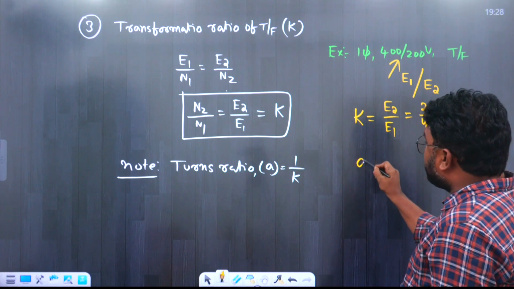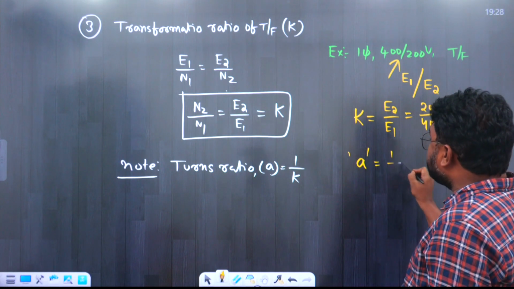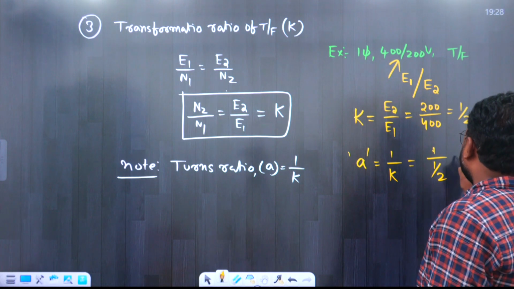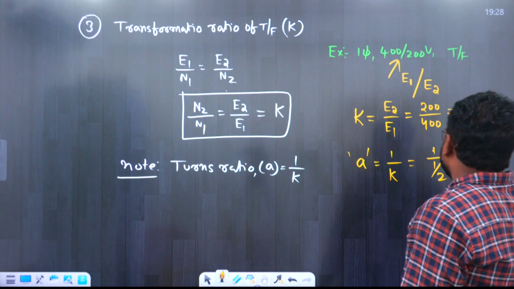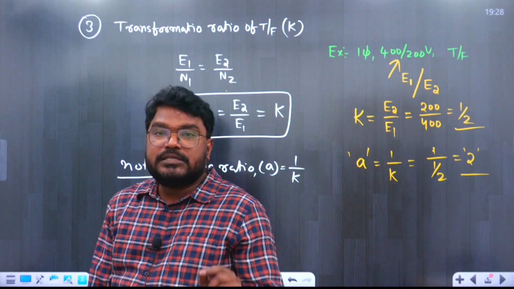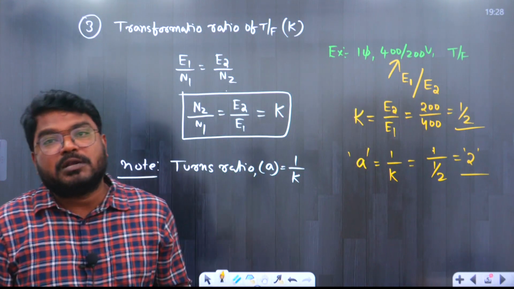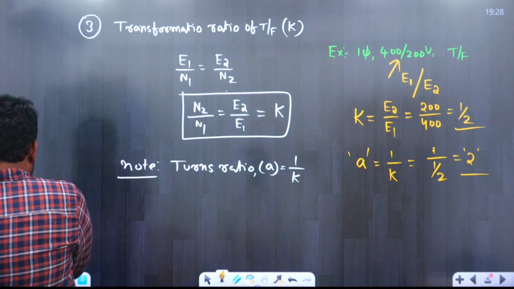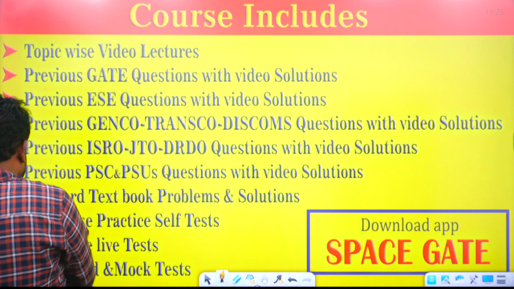And how do we get the turns ratio? The turns ratio is the reciprocal of the transformation ratio. So that is 1 by 2. So this is the turns ratio and the transformation ratio. This is also another possibility of the question from the EMF equation of the transformer. And next, one more short note, the fourth one.